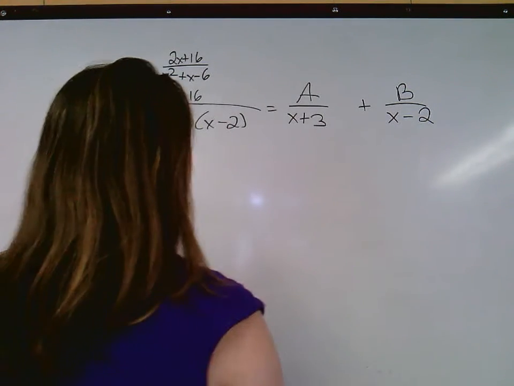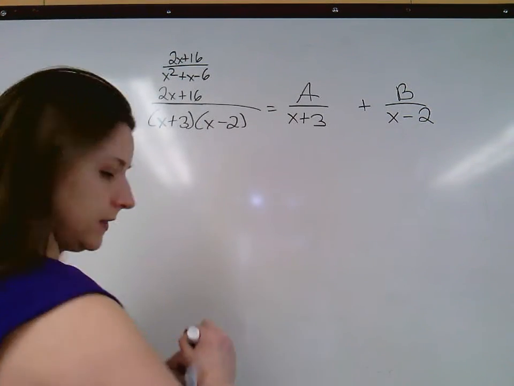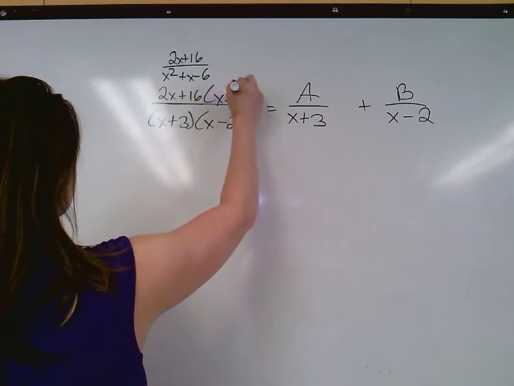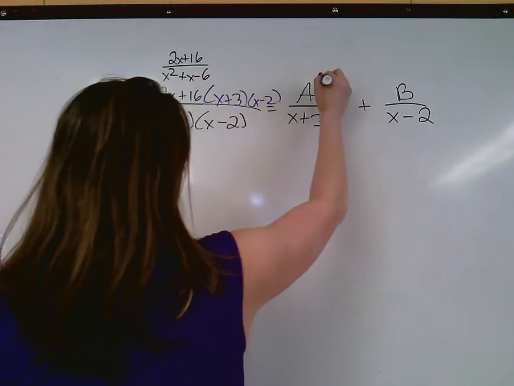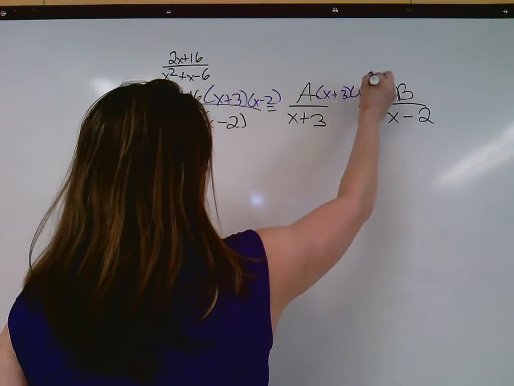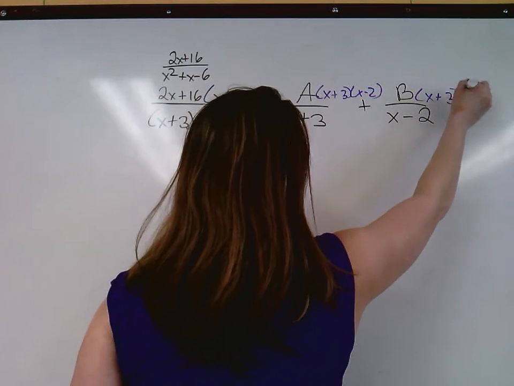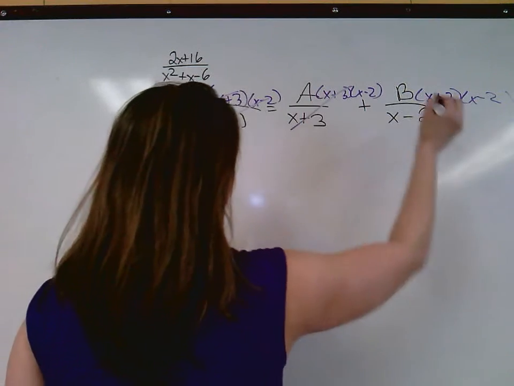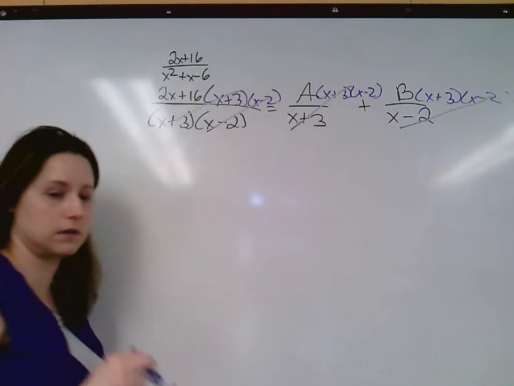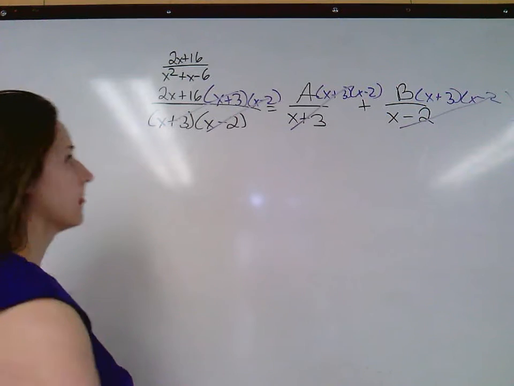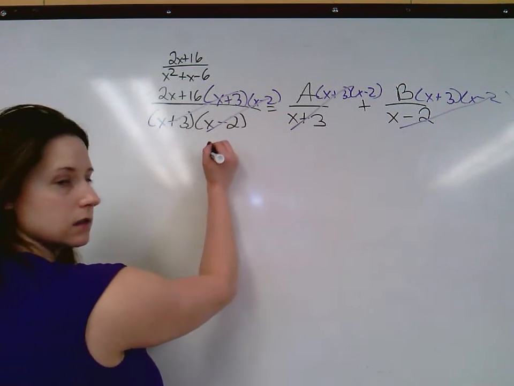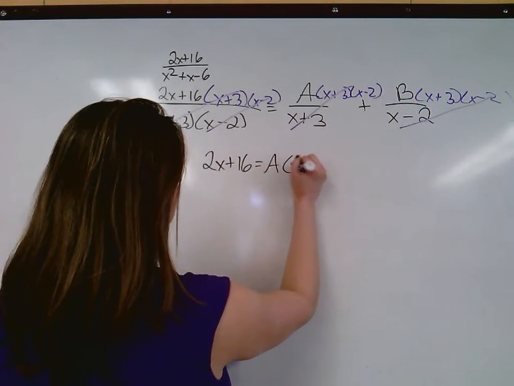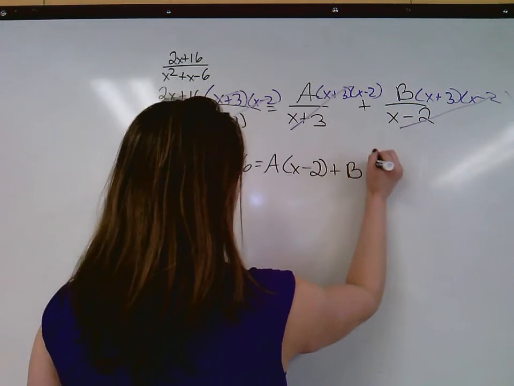Okay? Now, you're going to multiply by the least common multiple, which is going to be x plus 3 times x minus 2 for every term, because you want to get rid of these fractions. Okay? So that cancels out, and then x minus 2 cancels out there. So now you have 2x plus 16 equals A times x minus 2 plus B times x plus 3.